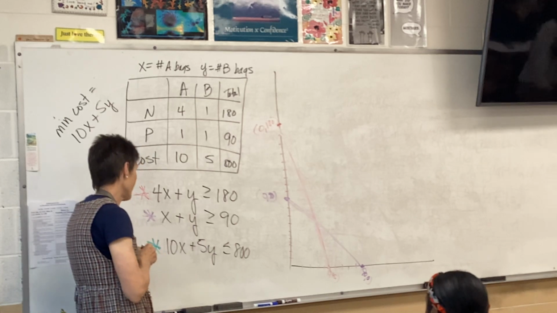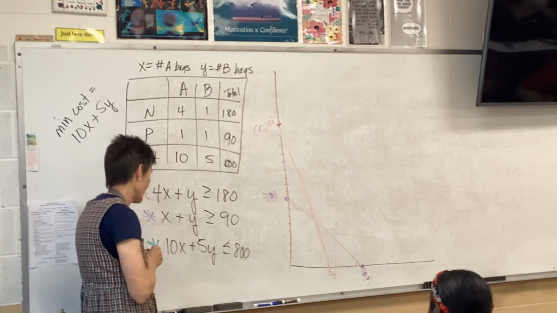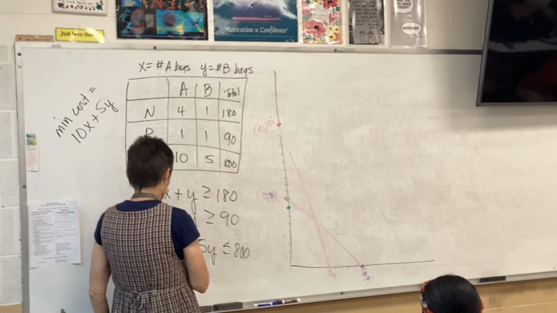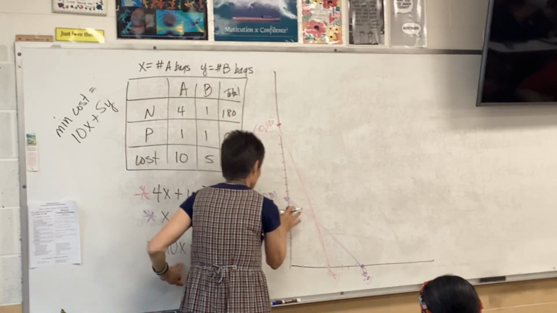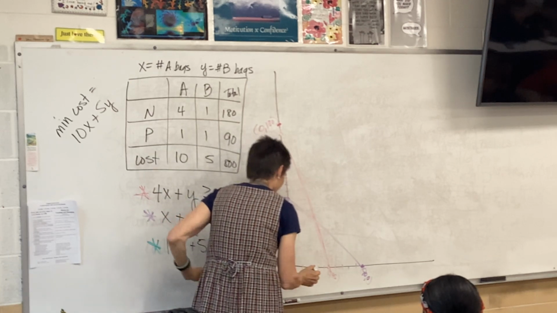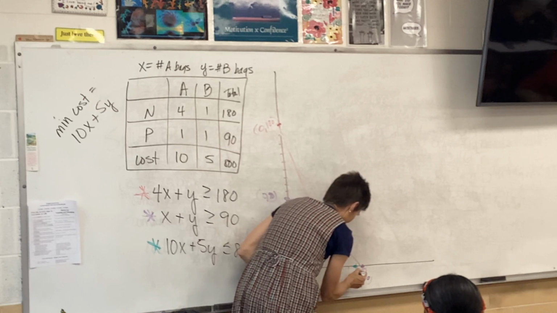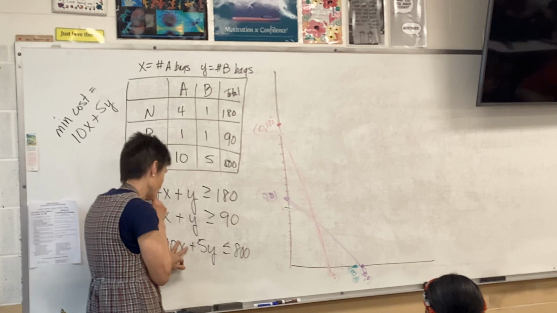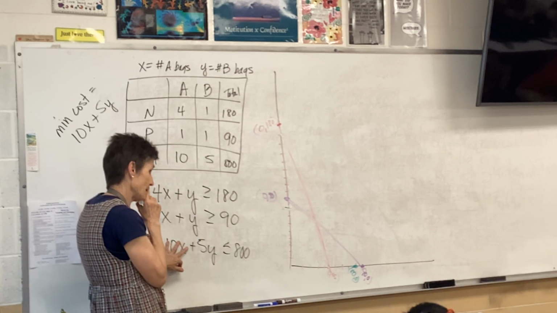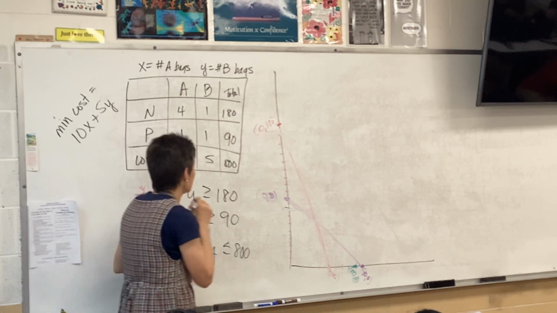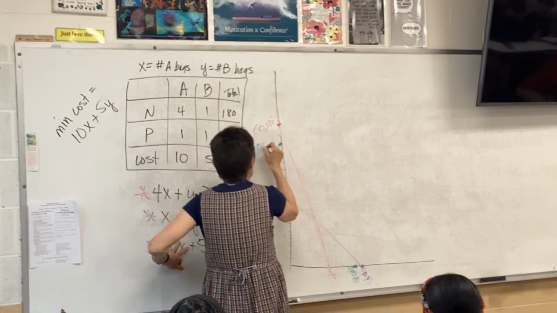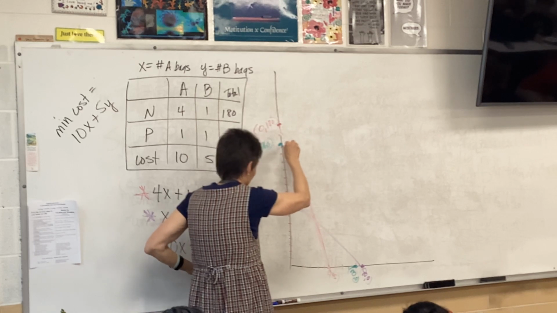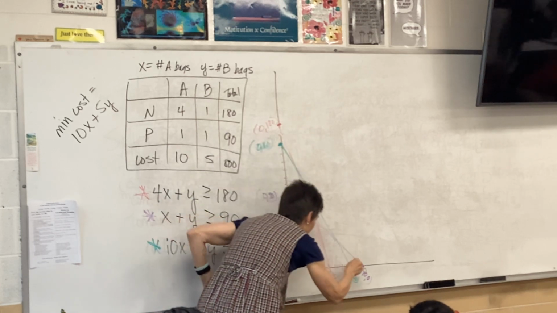So X is gonna be 80. Is that right? And Y, I don't know. 800 divided by 5 is 160.